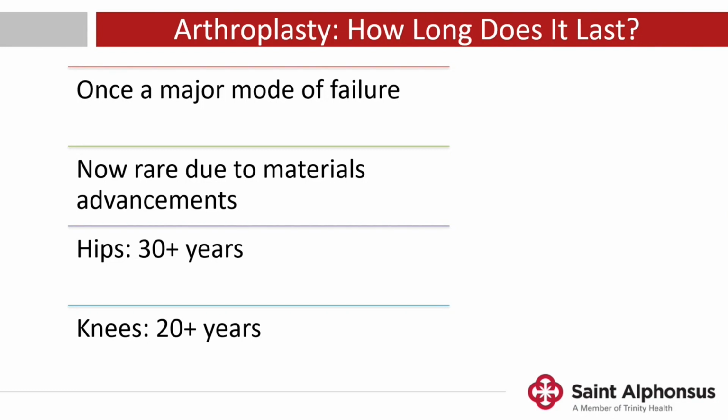The plastic liner that Dr. Lara showed can wear out over time. You may need a repeat surgery to change out that liner. We think that most of our studies say that hips last about 30 years or so, and knees last about 20 years. That's kind of ever evolving and changing. Obviously, that depends on the patient and their activity level.